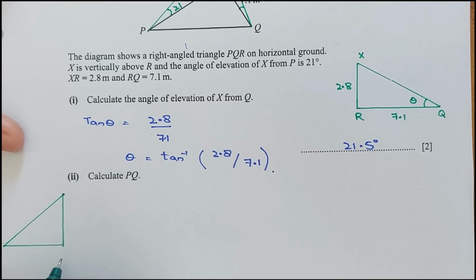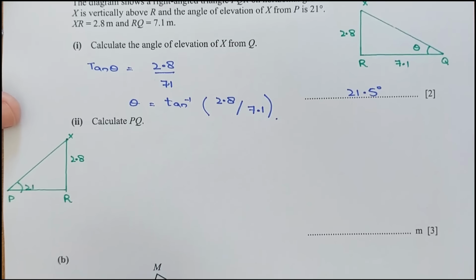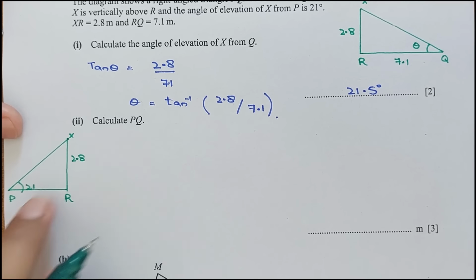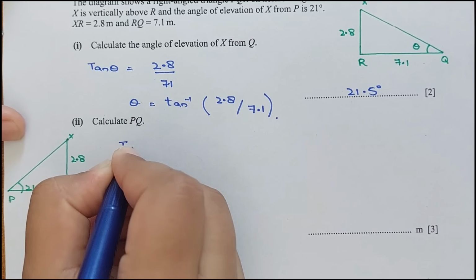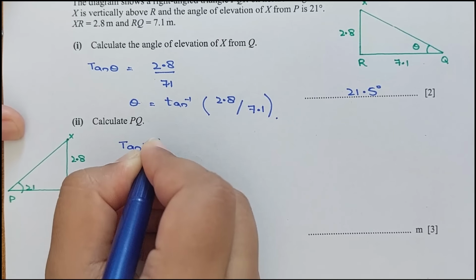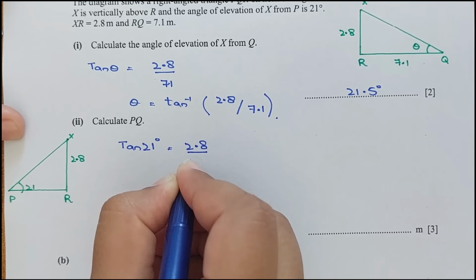So the right angle is at R. We have P and this is X. This length is 2.8 and this angle is 21 degrees. All right. So this angle, we have to find PR. So what are we going to do? Again, using the ratio of tangent: tangent of 21 degrees is equal to opposite, which is 2.8, over the adjacent, which is PR.